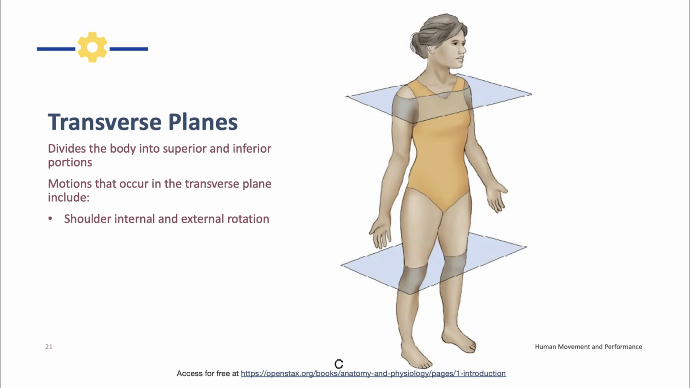The transverse plane is a plane that divides the body into superior and inferior portions. Most motion here is considered to be rotation of some type. So shoulder internal and external rotation, hip internal and external rotation, forearm pronation and supination, all are these kinds of twisting or rotary motions that occur in the transverse plane.